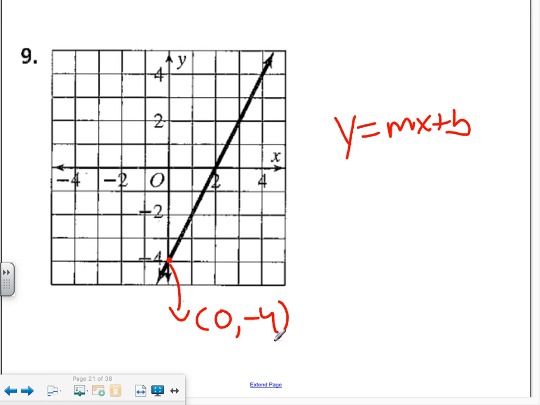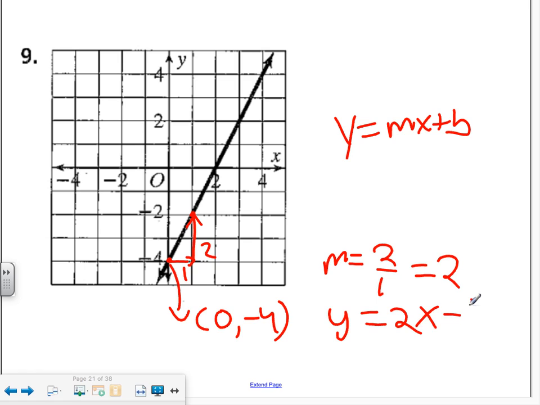Now we need to find m again. So if we pick 2 points, we can pick these two right here, and then connect them in the triangle like we did last time. So as x increases by 1, we see y here is increasing by 2. Okay, so m is going to be 2/1, or just 2. So the equation becomes y equals 2x minus 4.